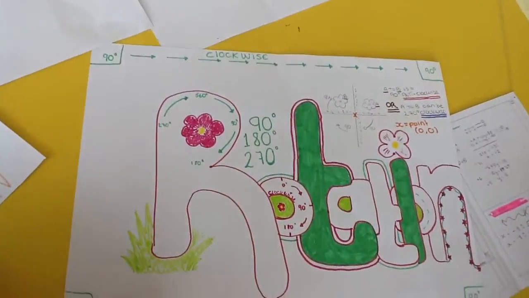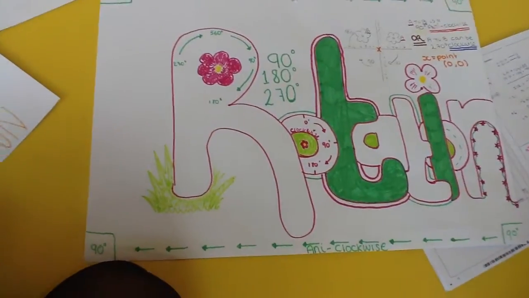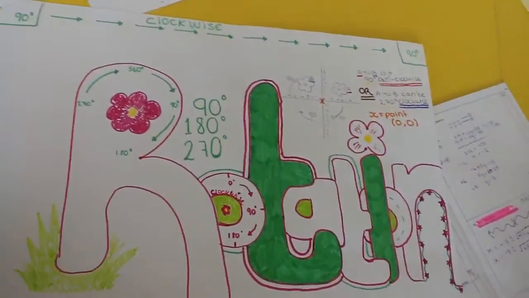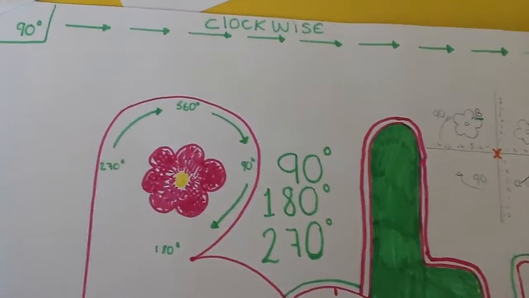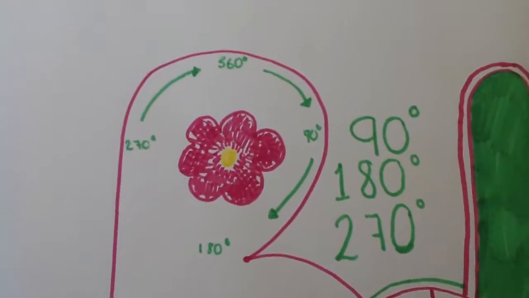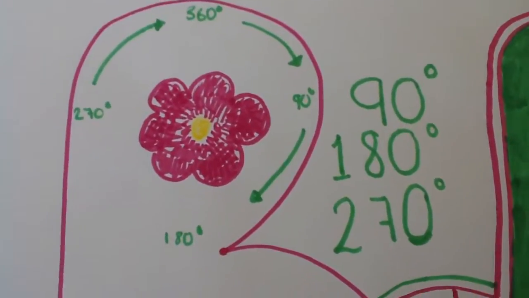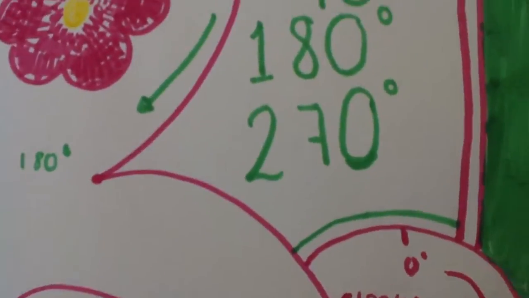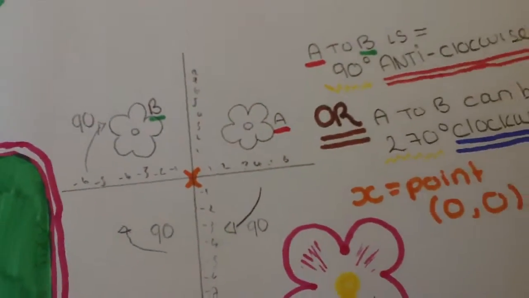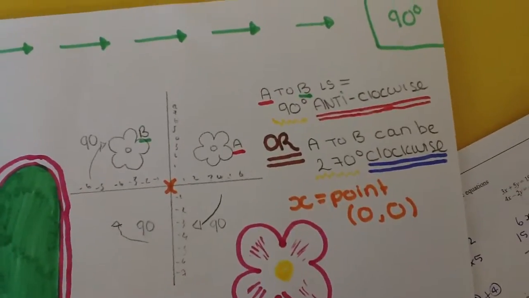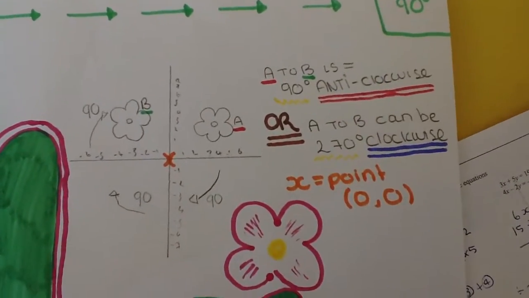Next is rotation. There's a few things you need to know. Firstly, whether it goes clockwise or anti-clockwise. Secondly, how much it has been rotated, either 90 degrees, 180 degrees, or 270 degrees. Here's a tiny example.